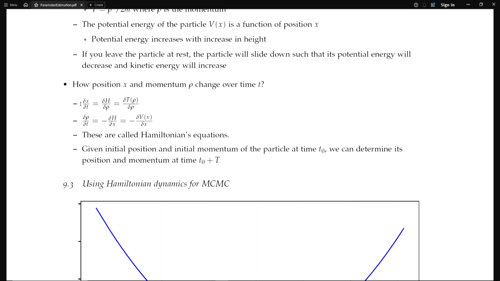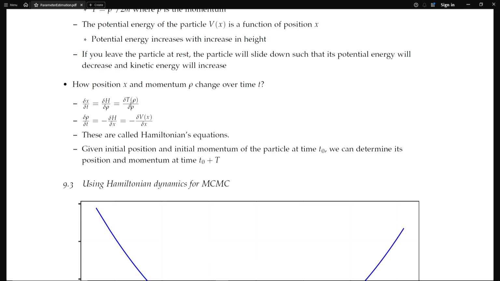So, we do this using these Hamiltonian equations. What these equations do is give us the rate of change in position and the rate of change in momentum as a gradient of energy. For example, the rate of change in position is delta H by delta rho, so basically the change in total energy with respect to momentum.